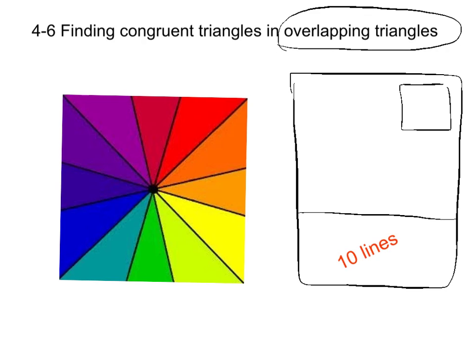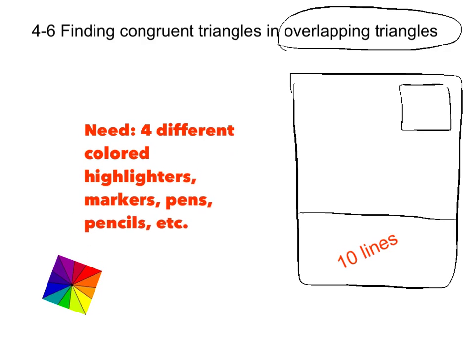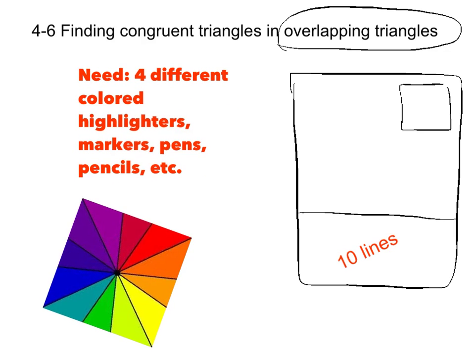Today, in order to create your notes, you have to have 4 different colored highlighters, markers, pens, pencils, or a combination of that. But you have to have 4. So go ahead and make sure you have those. You may need to share with a neighbor. And in setting up your notes, you're going to save 10 lines at the bottom of your notes for a proof. And we're going to be doing an analysis of overlapping triangles in the top section of our notes today.